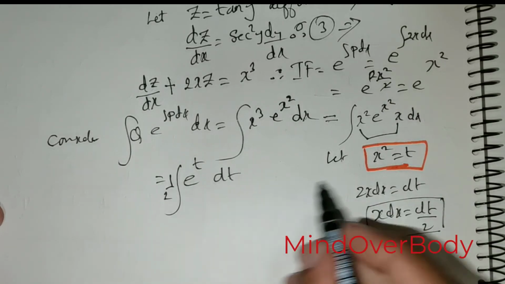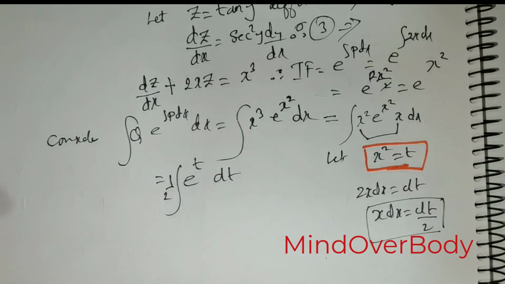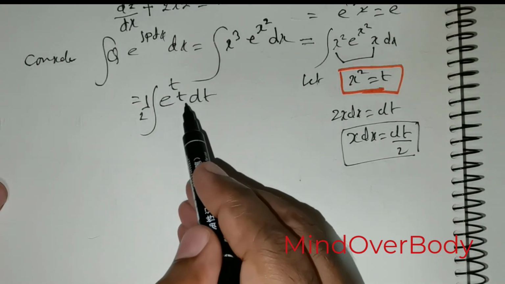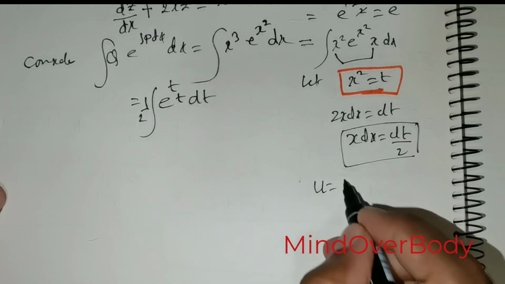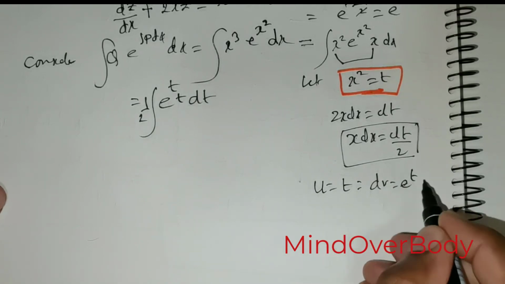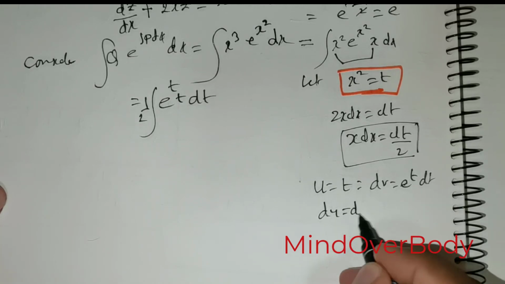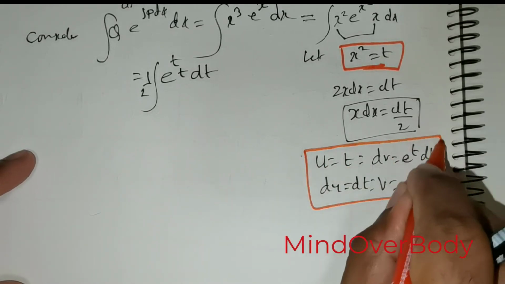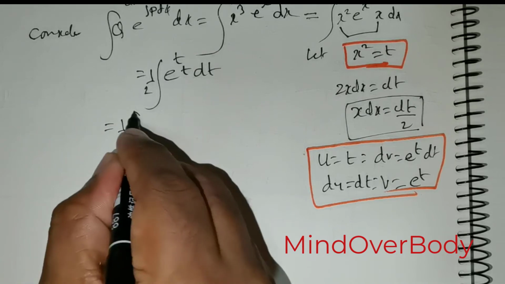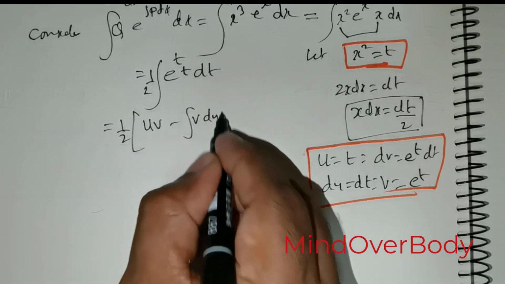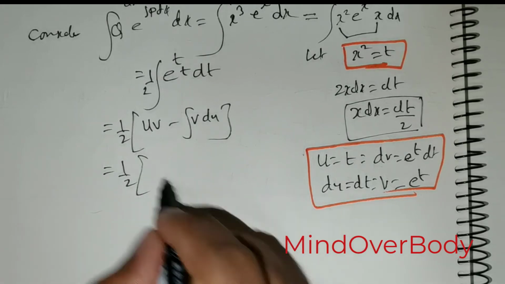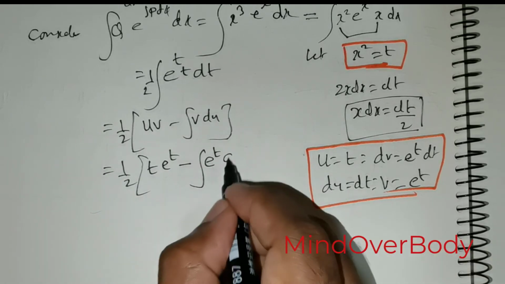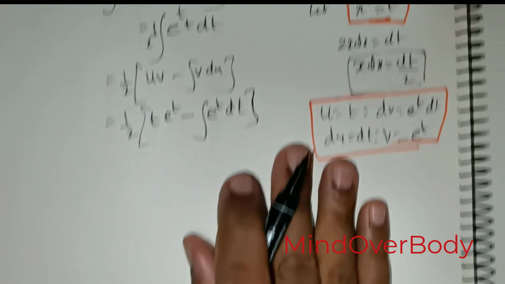So I can substitute dt over 2, but there is x squared here, which I can also substitute. So this is what we are going to have: the integral of t times e raised to the power of t dt, with a factor of 1 over 2. I take u to be t and dv is e raised to the power of t dt. From here I get du is dt, and v is e raised to the power of t. This is integration by parts, so this is equal to 1 over 2 times uv minus the integral of v du, where u is t, v is e to the t, and du is dt. This is what I've got.